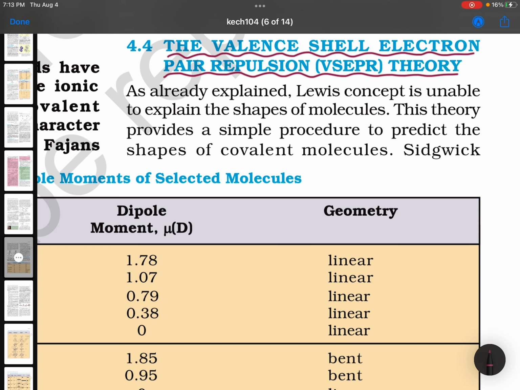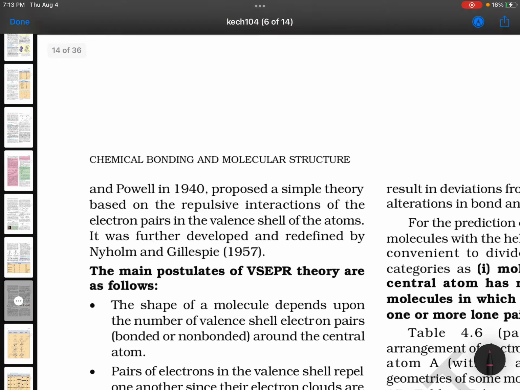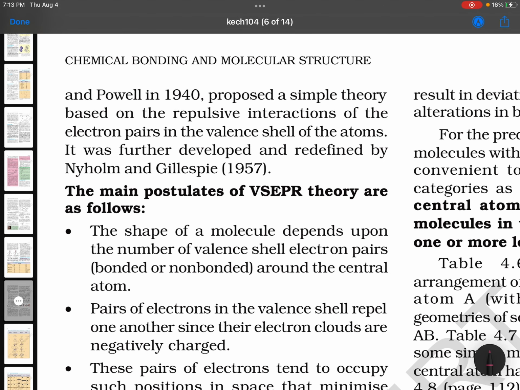As already explained, Lewis concept is unable to explain the shapes of molecules. This theory provides a simple procedure to predict the shapes of covalent molecules. Sidgwick and Powell in 1940 proposed a simple theory based on the repulsive interactions of the electron pairs in the valence shell of the atoms. That's why the theory is called valence shell electron pair repulsion, VSEPR. It was further developed by Nyholm and Gillespie.